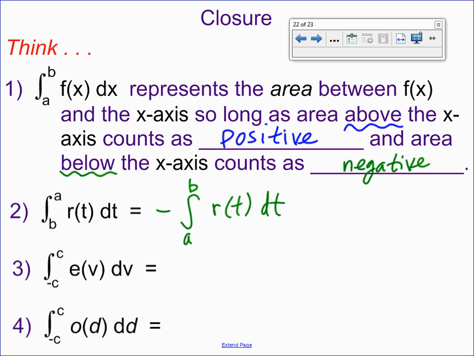For integrating an even function from negative c to c, it's equal to exactly double the integral from 0 to c of my even function, call it e of v with respect to v. Versus integrating an odd function from negative c to c, whatever contribution below the x-axis or above the x-axis will be canceled out by an equal and opposite contribution from the other side, because of the graphical nature of an odd function. So this is always going to be what? 0.